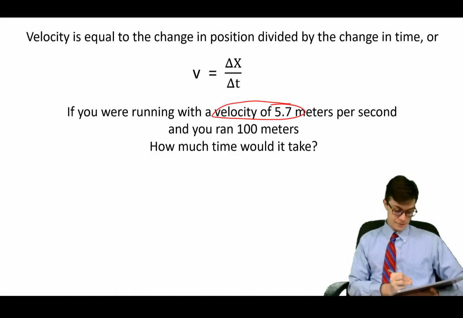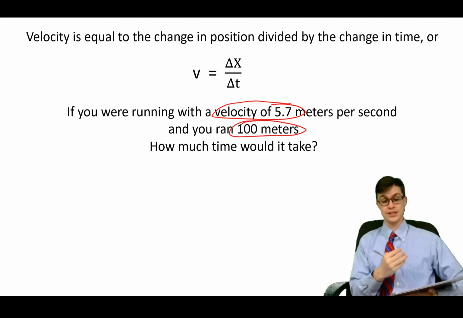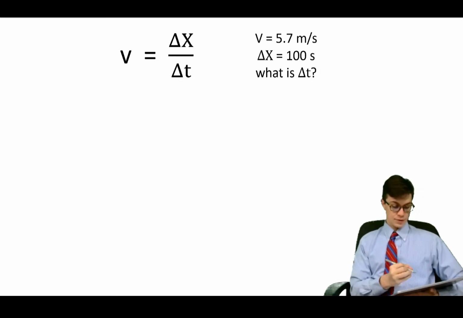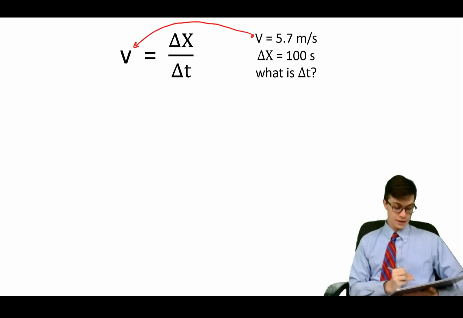That's my velocity. That's how far I go. So that's my delta x. That's how much my position changes. And I want to know how much time it would take. So I take the important parts and I just plug them in. The velocity is 5.7 meters per second. That goes here. The distance that I move is 100, sorry, that should say meters. So 100 meters.